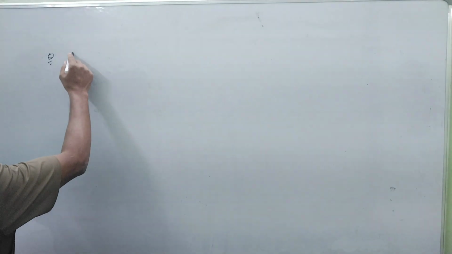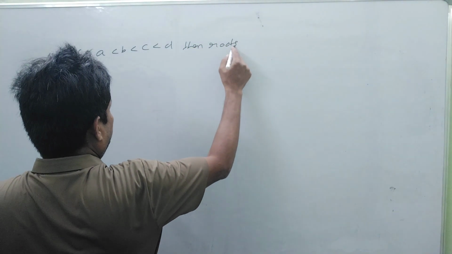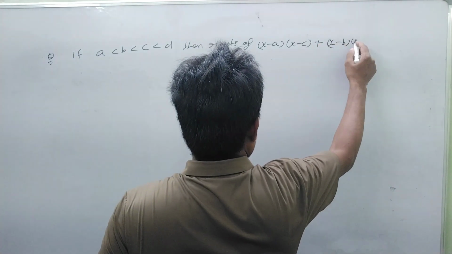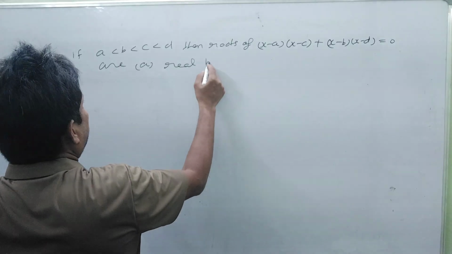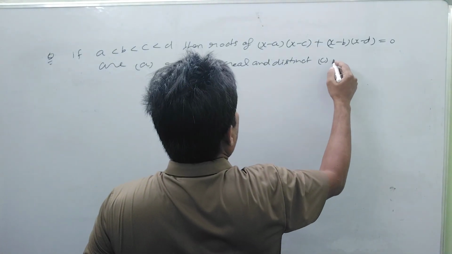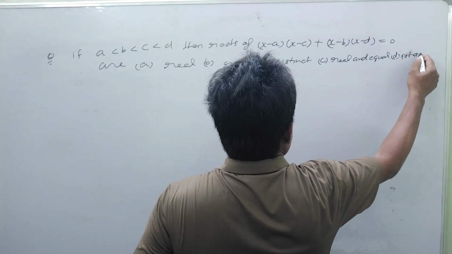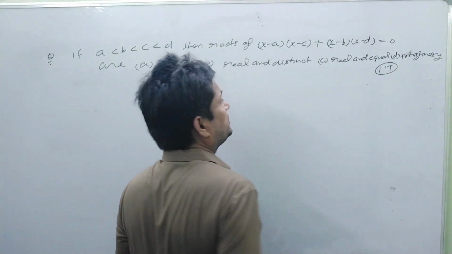Now let's take another example. This is a question of IIT JEE also. Next question: if a is less than b less than c less than d, then the roots of (x minus a)(x minus c) plus (x minus b)(x minus d) equal to 0 are: the first option is real, the second option is real and distinct, the third option is real and equal, and option D is imaginary. These are the four options given. This is an IIT JEE question.